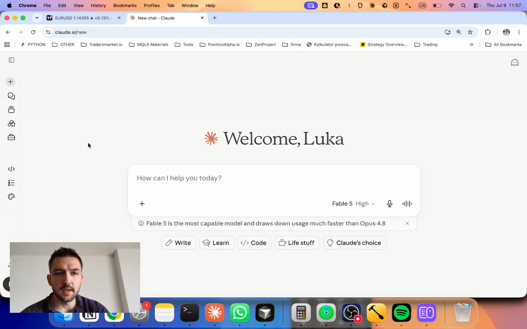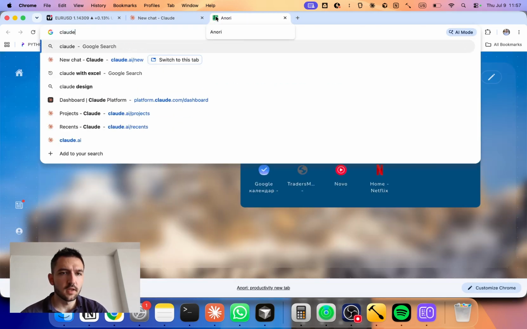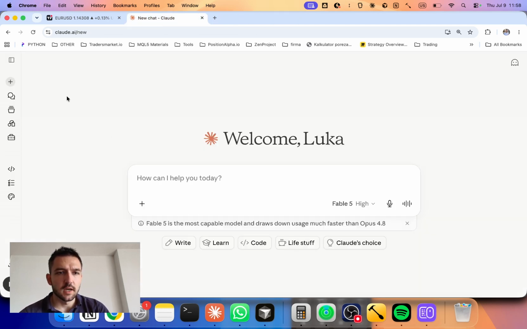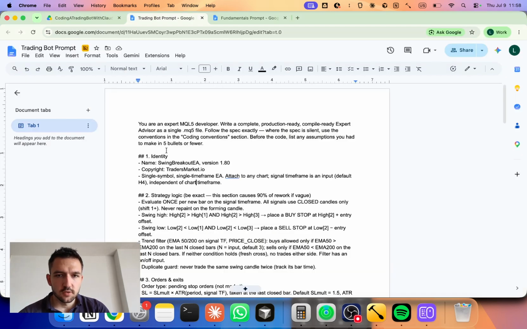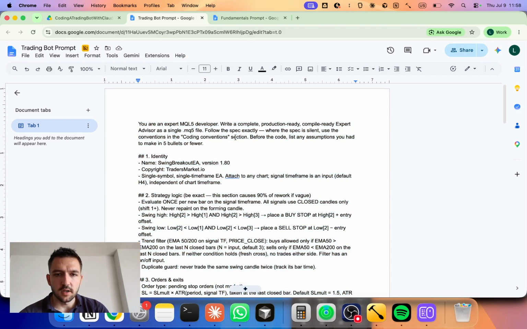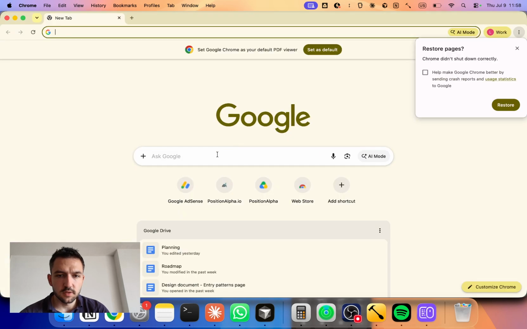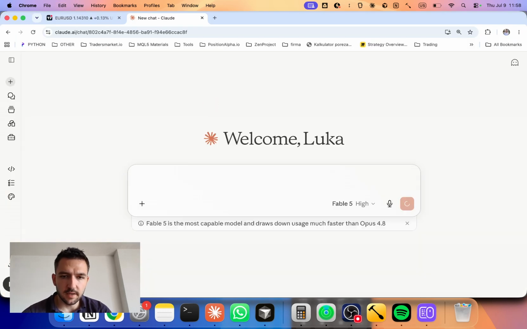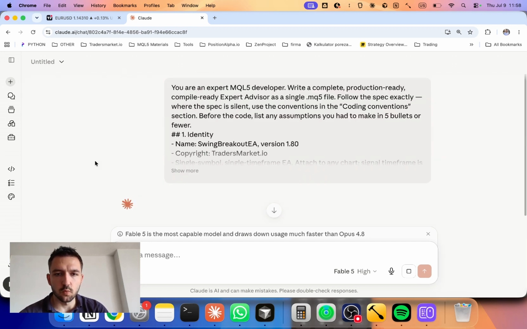So go ahead and open Claude.ai. You can just type in Claude and the first thing that pops up, that's the website we're going to be using. You are going to open a new chat, and here we're going to do our magic. Now let's copy the whole trading bot prompt and paste it right here. Click enter and it's going to start working.